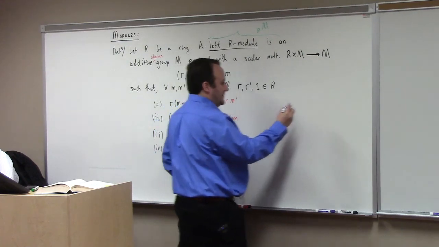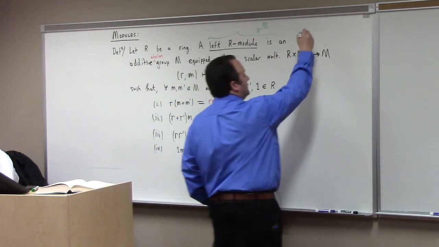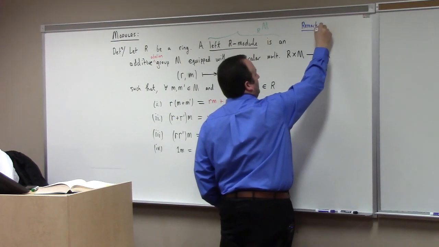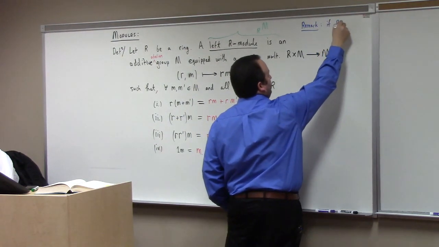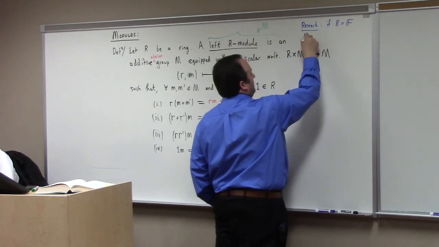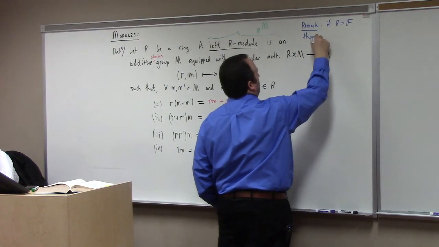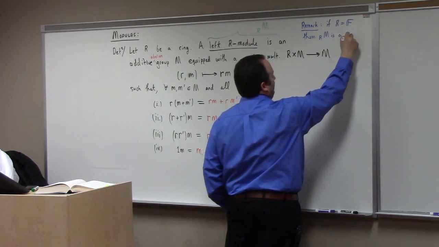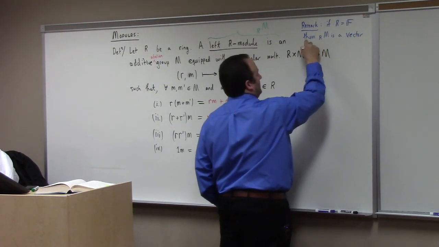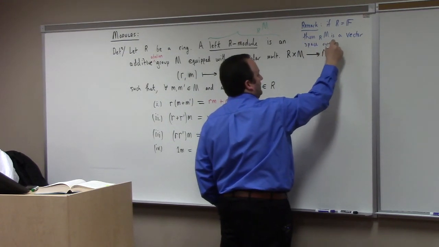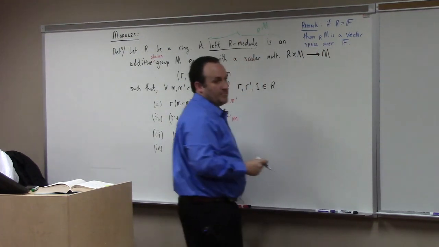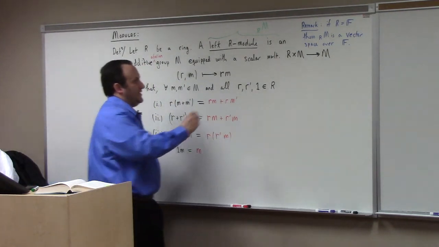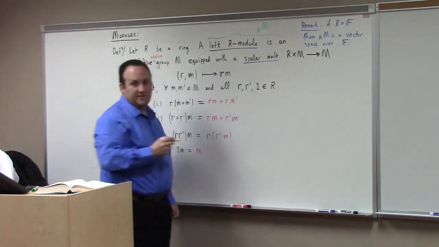So I guess my initial comment would be, I'll put it up here, remark. If R is a field, then R^m is a, what? Yeah, a vector space over the field, right? So calling it a scalar multiplication seems like pretty good terminology.